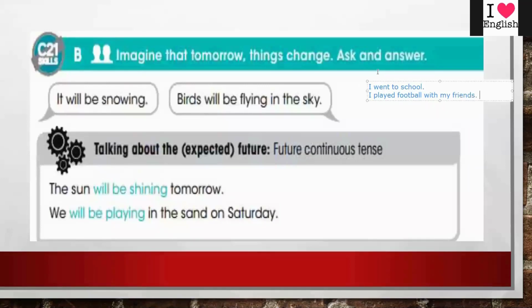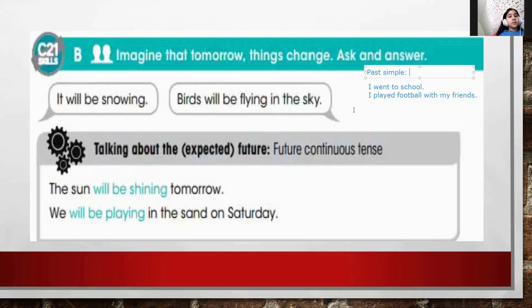So this is the past simple. So what does it mean here, past simple? Madi. Yes, Madi. Now I need it in future continuous tense. So what does it mean here, future continuous tense? Future, yes, very good. Yes, how can we change the first sentence?